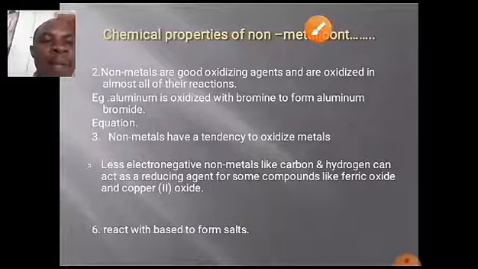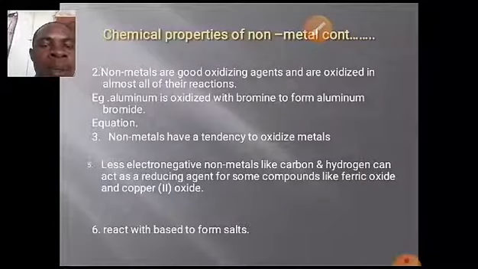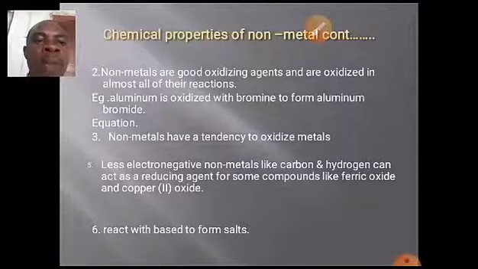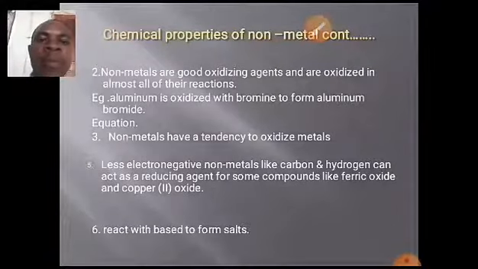Non-metals have a tendency to oxidize a metal. Another chemical property of non-metals is that they have a tendency to oxidize a metal. Oxidize means to add oxygen. In this property, it is going to add oxygen.